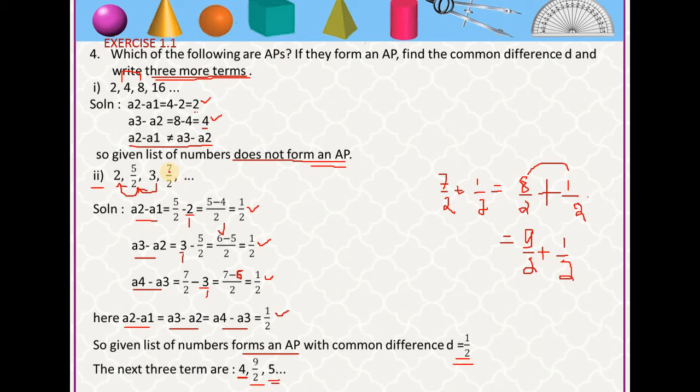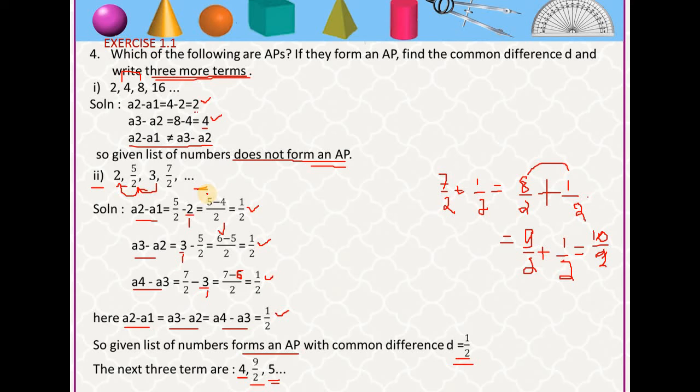So this is the 4th term. How to find the next 3 terms? 7 by 2 plus half. 7 by 2 plus 1 by 2 is 8 by 2. So this is the next term. Again for this 8 by 2 you add 1 by 2, so you will get 8 plus 1 is 9, 9 by 2. Again for this you add half, so you will get 10 by 2. 10 by 2 is nothing but 5. 10 divided by 2, we can cancel: 2 ones are 2, 2 fives are 10. So 4, 9 by 2 and 5 are the next 3 terms in this arithmetic progression.